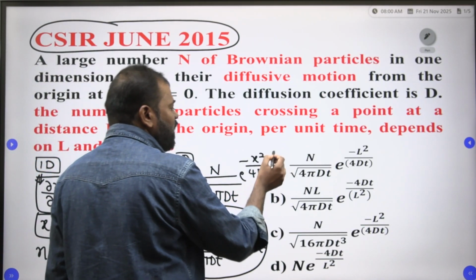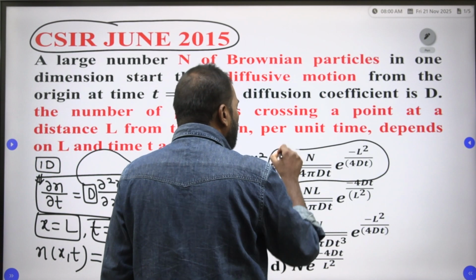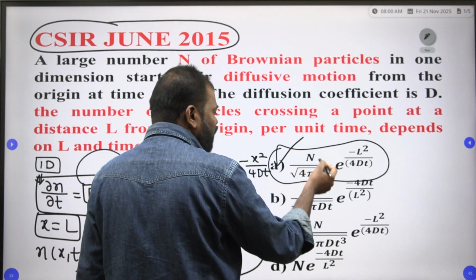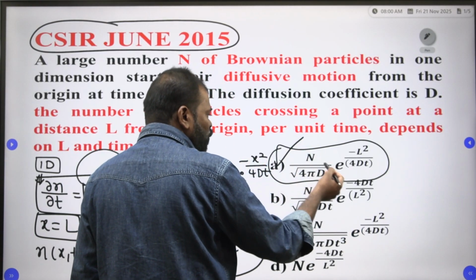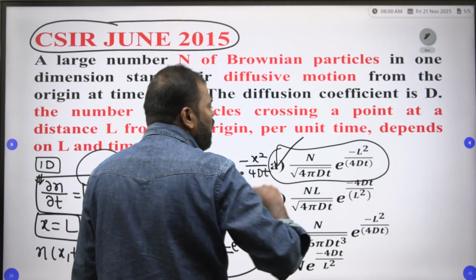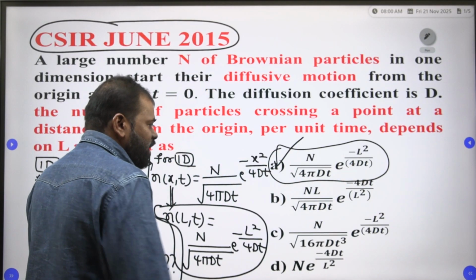What is your answer? Among the options, option A is correct: N/√(4πDt) e^(−L²/4Dt).